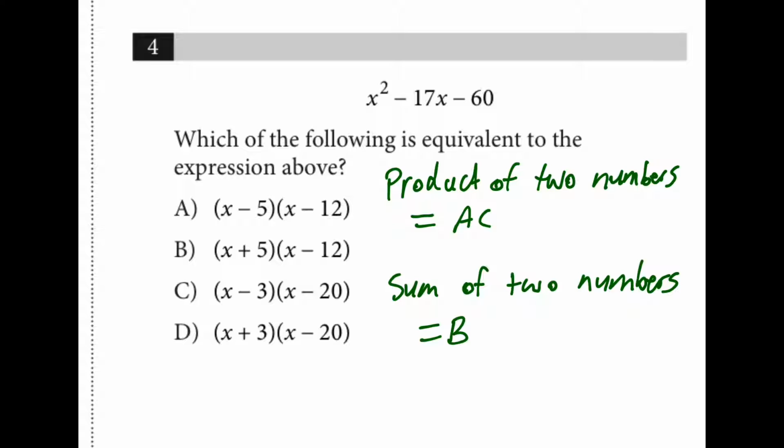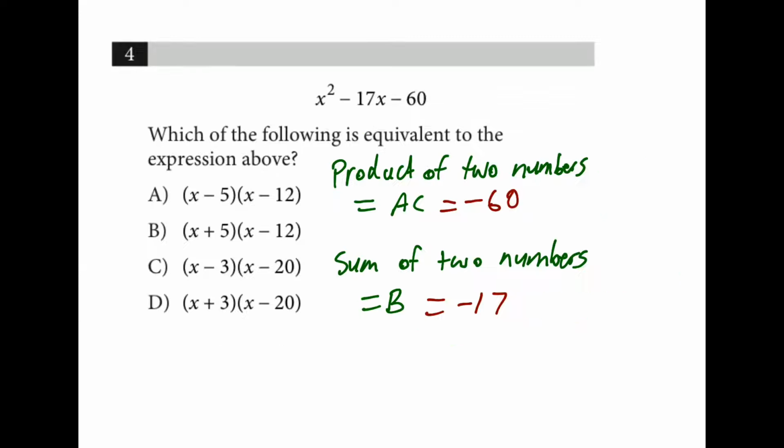For example, I'm looking for two numbers that multiply together to give me negative 60, and two numbers that add up together to give me negative 17. Now normally I would start with this value of negative 60 and I'd try to come up with some different factors. A list might include things like 20 times 3, 15 times 4, 12 times 5, 10 times 6, etc. But I can just look at my multiple choice options and figure out that I'm either using 12 times 5 or 20 times 3.